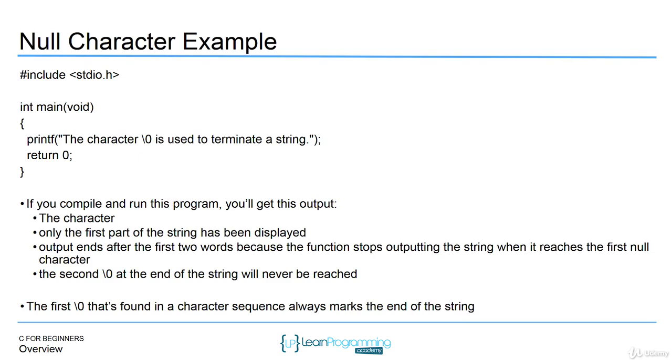The second \0 is at the end of the string, so even though you don't see a \0 right before the ending double quote, right after "string.", there's still one there, but it never gets reached. So there's an implicit null terminator at the end of the string in the printf, so it knows where to end. And if you add another one, it's only going to display up to that first one. So the first null terminator that's found in the character sequence always marks the end of the string. So understand these null characters.